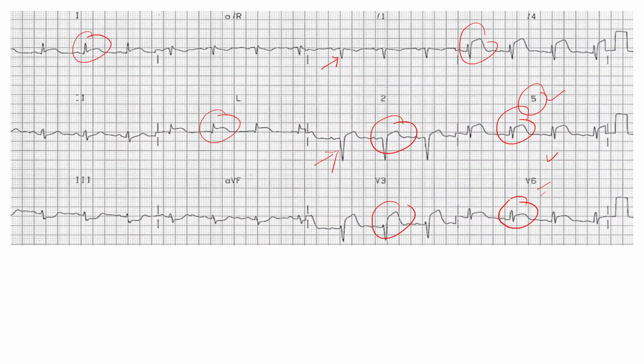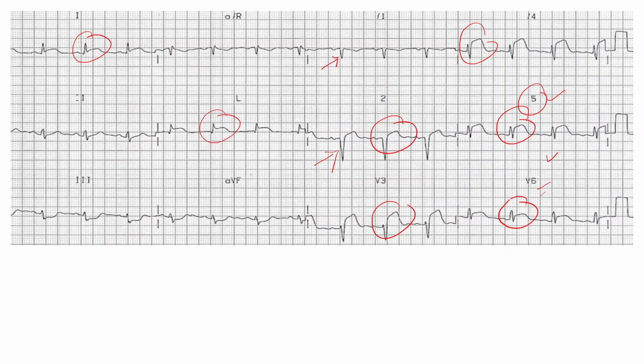In V3, QSs are not there because there is an initial small positive wave. V4 also no QS, V5 no QS, V6 no QS, lead 1 no QS, lead AVL no QS. So QS in V1 and V2. So you can tell this as extensive anterior wall because you can see it is involving the entire V1 to V6, and along with that lead 1 and AVL.